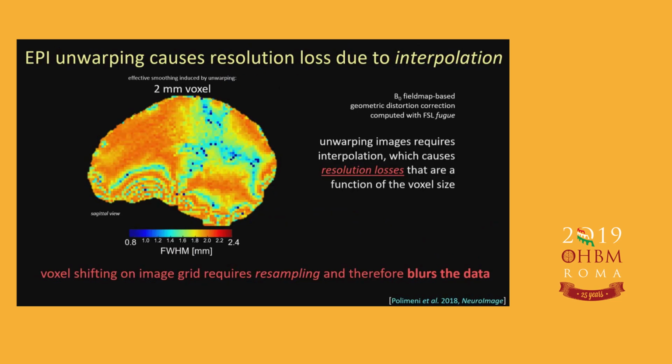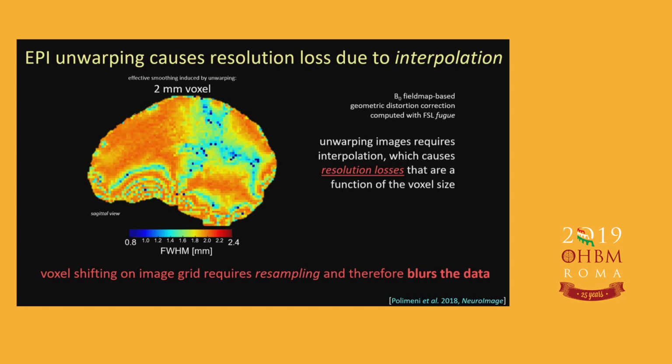So another idea is that, of course, if we have our B0 map, we can try to perform EPI unwarping in order to remove the distortions from the functional data so that they align to the anatomical data. But of course, EPI unwarping causes resolution losses due to interpolation. So here's a map showing the resolution losses intrinsic to the unwarping process. This is EPI data distortion corrected with standard field map-based correction. You can see that the pattern of spatial resolution losses in these data looks very similar to the B0 map itself.